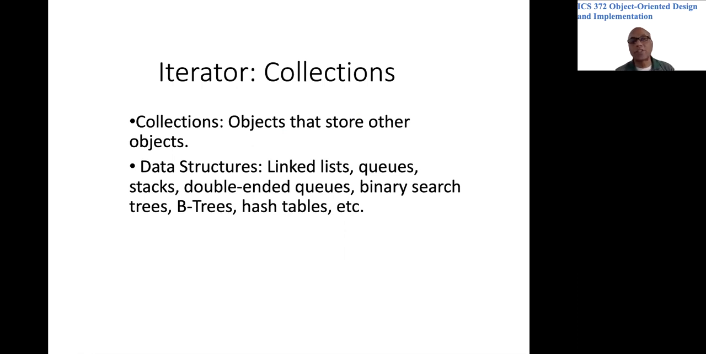You could have a collection stored as a list or as a set, in a queue, in a stack, in a tree, and so on. So collections are objects that store other objects. Here are some of the data structures that I expect you have some experience with: linked lists, queues, stacks. You may not have seen double-ended queues, doesn't matter much. Binary search trees, you certainly should have seen. Some of you might have seen B trees and hash tables. But you should know what a collection is, okay?